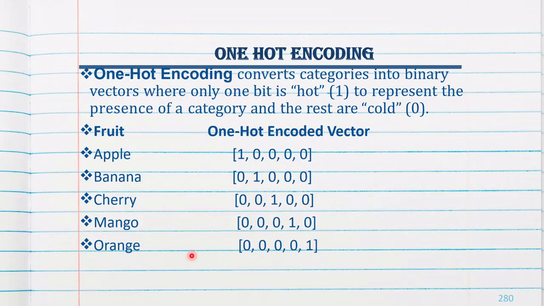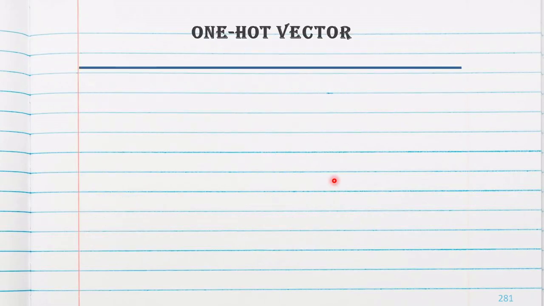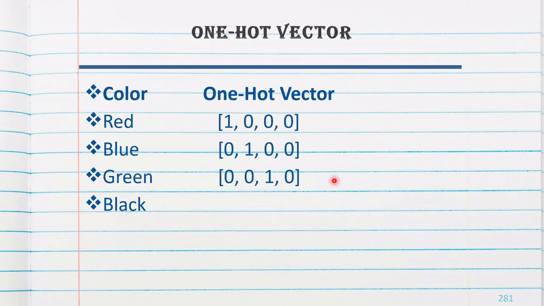So we cannot add any more fruits to this because we are actually using a 5-bit vector. For color, we can again use a bit vector. Here 4 bits are used, so 4 colors can be used for this encoding.